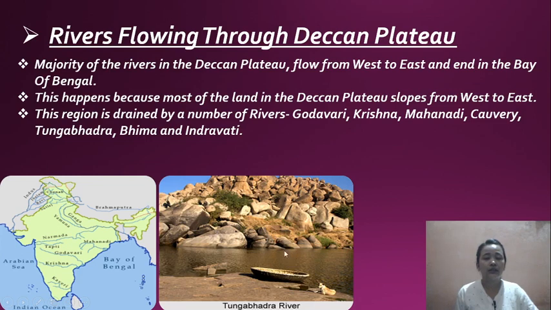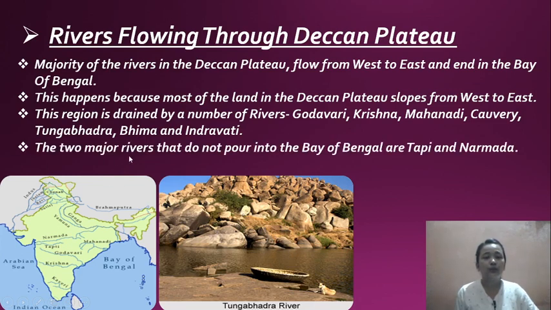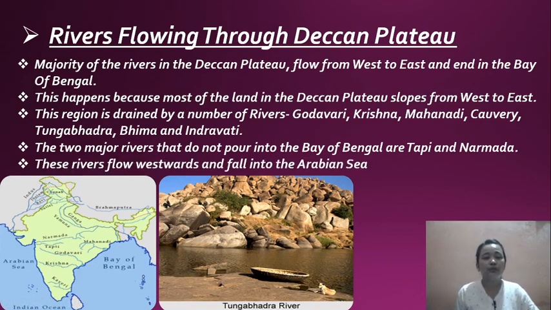As you can see in the image, the Tungabhadra river. The two major rivers that do not pour into the Bay of Bengal are Tapi and Narmada. What are the two rivers? Tapi and Narmada. Those rivers flow westwards and fall into the Arabian Sea.